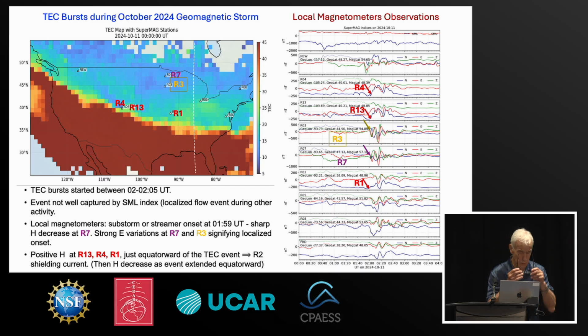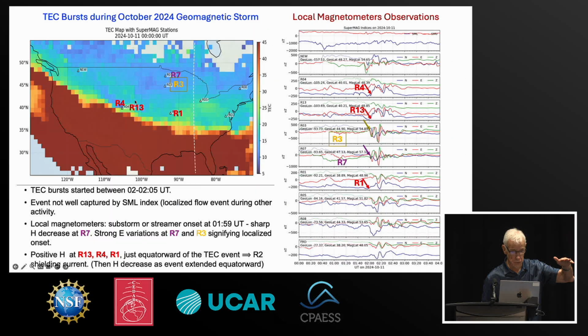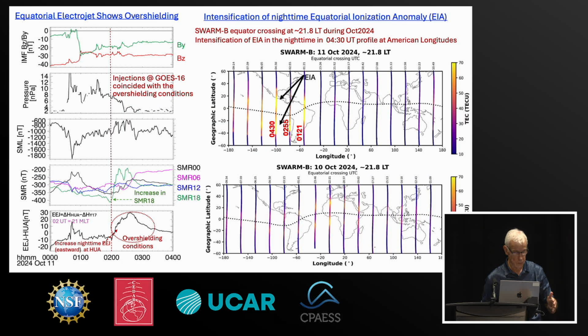So we got this extreme situation of partial ring current buildup and the region 2 currents, which shows dramatically as this 250 nanotesla increase in the magnetic field just ahead of it. And then as that flow burst comes down and crosses these R14 and R13 stations, then you start to see the magnetic field drop, just like it should. If you look at the SMR index, it jumps by like 200 nanotesla at SMR 18, which is just this region 2 current increase. And if you go to the equator, you see this tremendous increase in the overshielding, right?